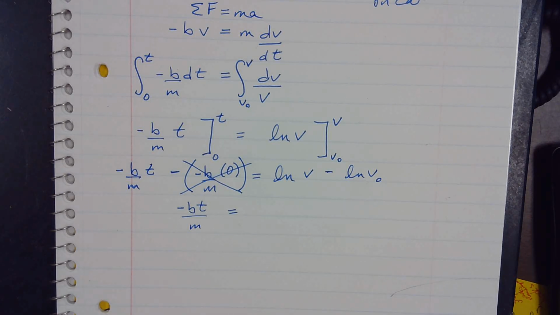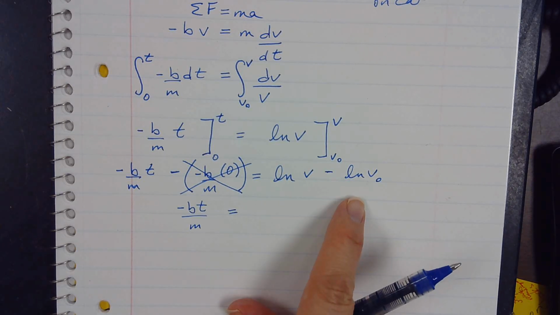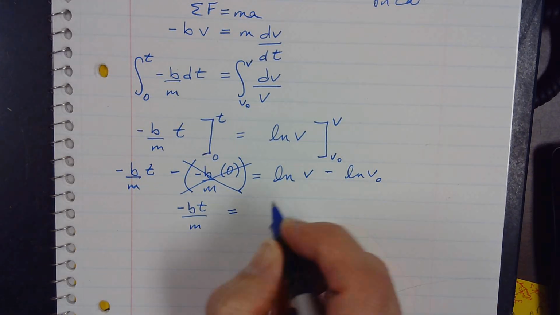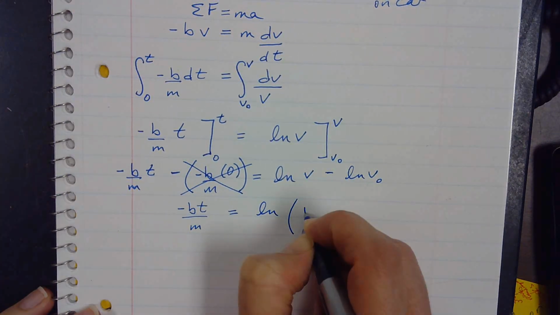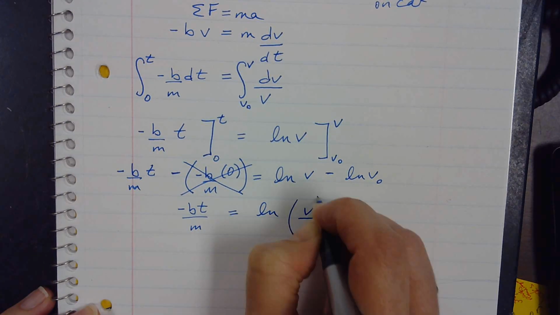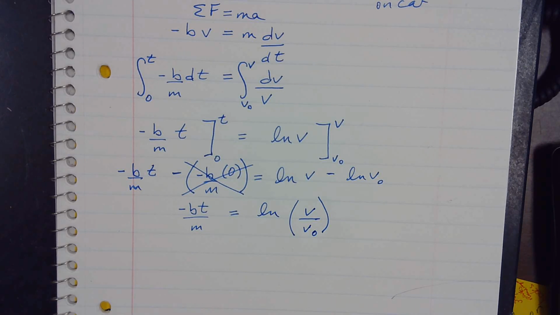Now for this next line, what do you remember is cool about subtracting natural logs, or any logs? We can put these together into one natural log. Does anyone remember how? By dividing, very good. So this is the natural log of v over v naught. Okay?